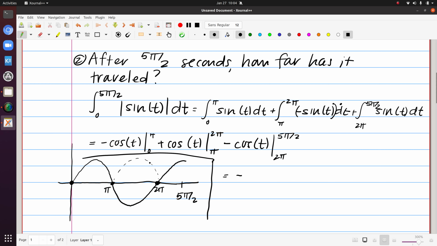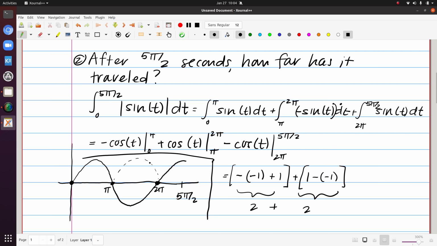negative, so in this first part here, negative 1, because cosine of pi is negative 1. And then we get minus a negative, so plus the cosine of 0, which is 1. And in this second part, cosine of 2 pi is 1, and we're subtracting cosine of pi, so subtracting minus 1. So notice we get 2, and we get 2.